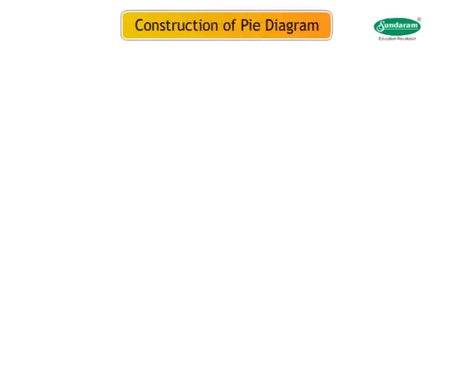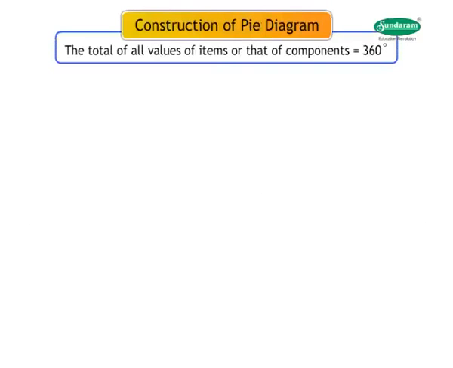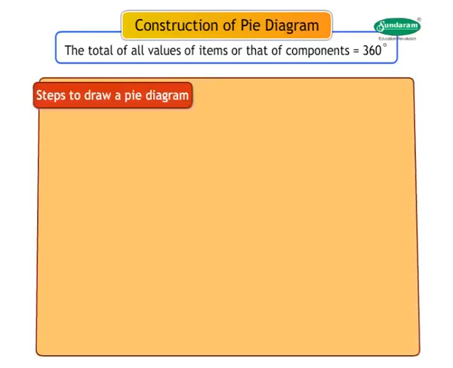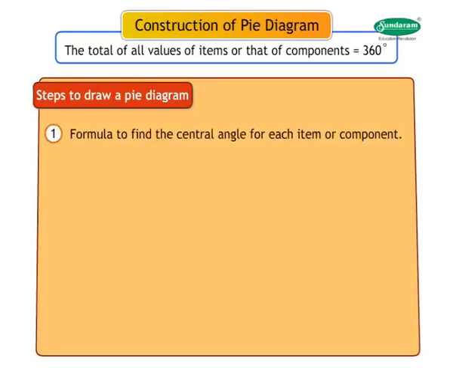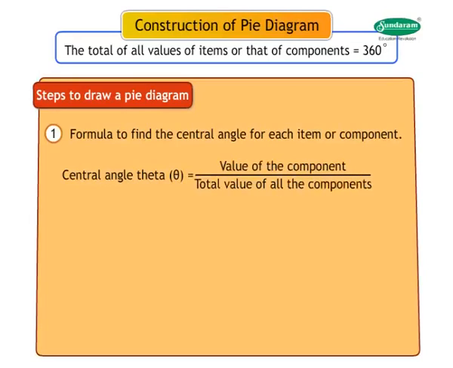Let's see how to construct a pie diagram. In the construction of pie diagram, we use the fact that the total of all values of items or that of components corresponds to 360 degrees. So, the first step in drawing pie diagram is to find the central angle for each item or component using the following formula. Central angle theta is equal to value of the component upon total value of all the components into 360 degrees. The second step is to draw a circle of convenient radius.